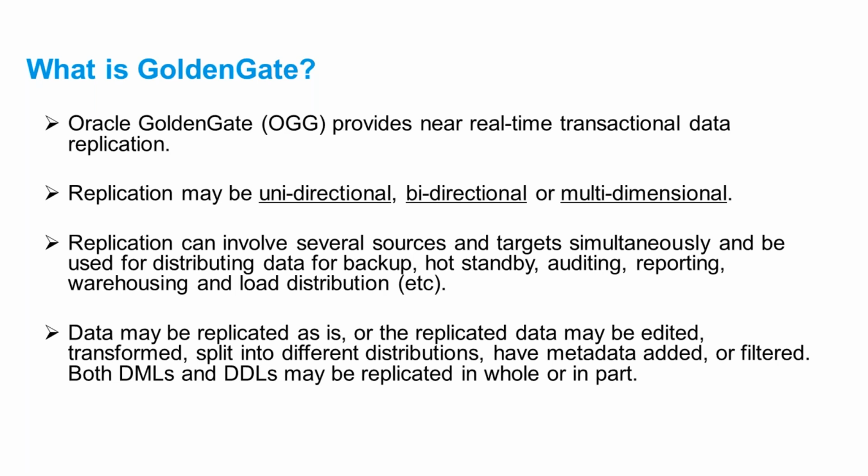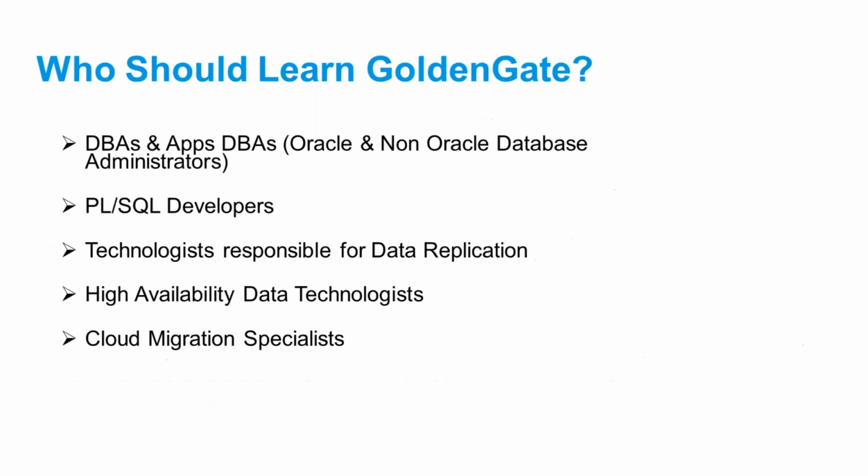Say, for example, on source the employee table has salary and commission columns. However, on target you have only a salary column. You want the addition of salary plus commission on source to be replicated to the salary column on target. So you can do all that. Basically, Golden Gate supports data filtration and transformation as well. Data may be replicated as it is, or replicated data may be edited or transformed, split into different distributions, have metadata added or filtered. Now with Golden Gate, another advantage is you can replicate DMLs as well as DDLs.